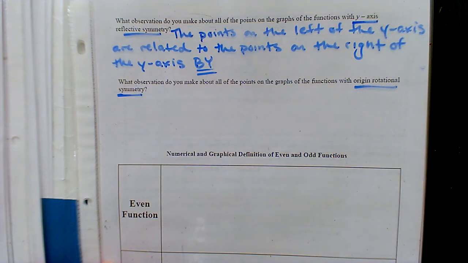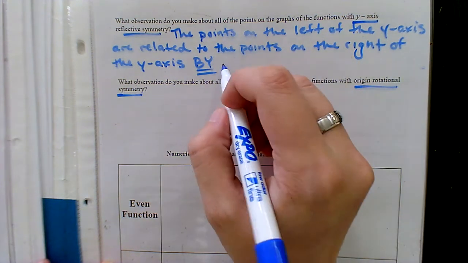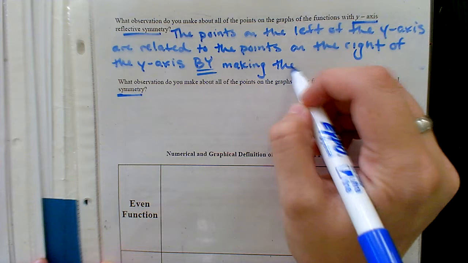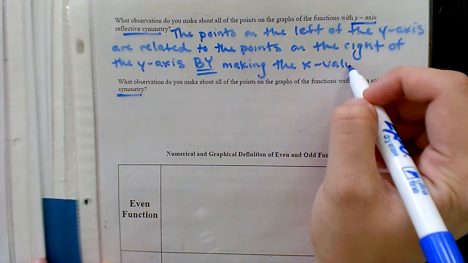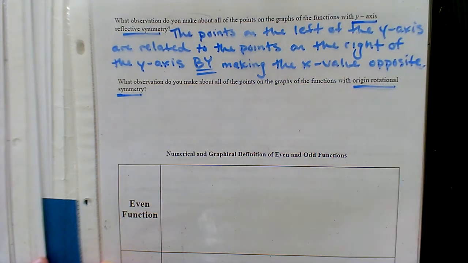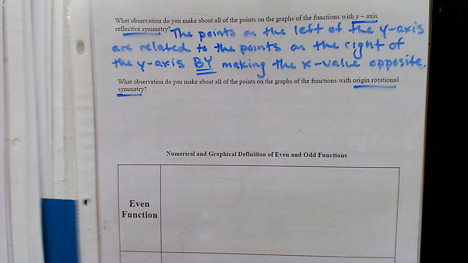by what? We said that the y value stays the same, but the x value becomes opposite. So we'll say by making the x value opposite. I guess since we're not mentioning the y value, we'll assume it's staying the same. Is that okay? Okay, by only making the x value opposite.